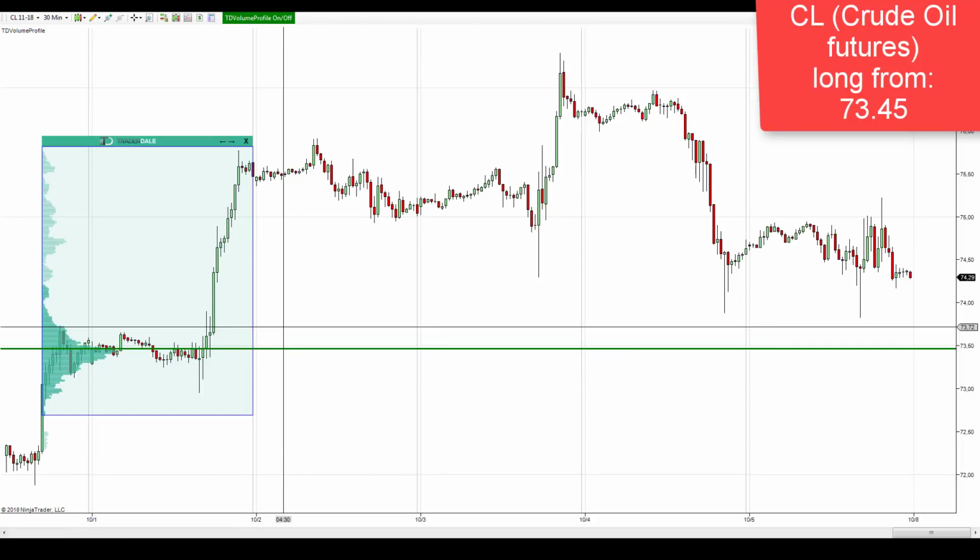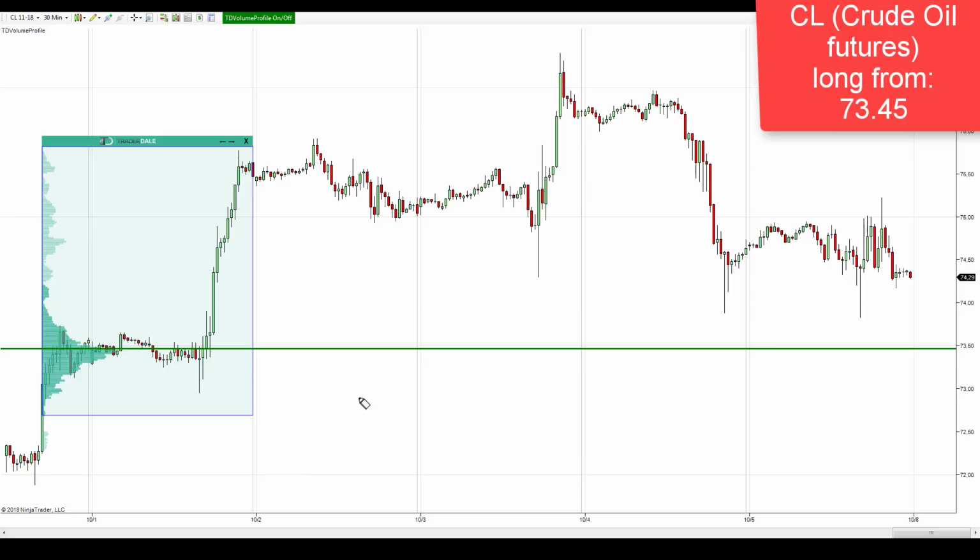Let's have a look at the crude oil, where there is another intraday level which I like to trade. Before you can see a 30-minute chart of the crude oil. This is the futures on the crude oil, and this is the long level that I would like to trade. It's based on volume accumulation setup.